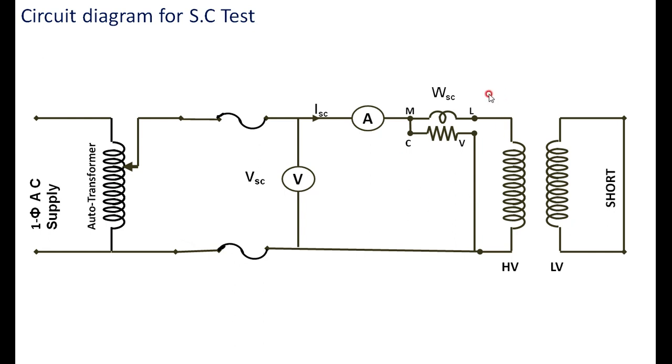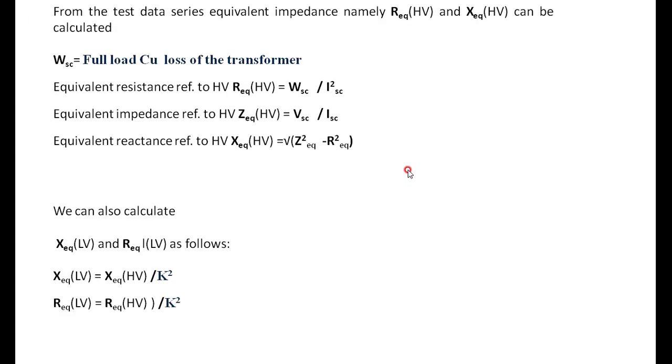In this case, because the voltage applied is very small, the core loss contribution to this wattmeter reading is very small. Therefore, we are assuming that the whole wattmeter reading under the short circuit test gives the copper losses in the transformer. Therefore, how we are calculating the parameters, we will see now.